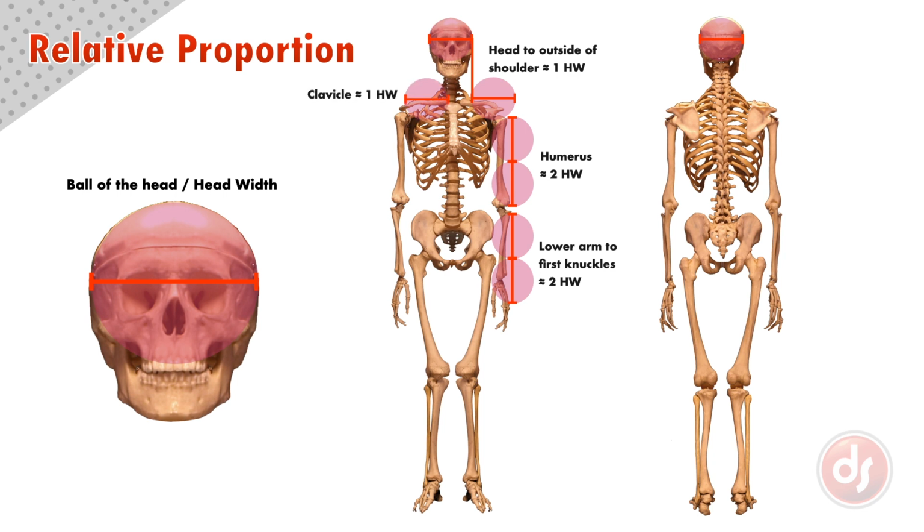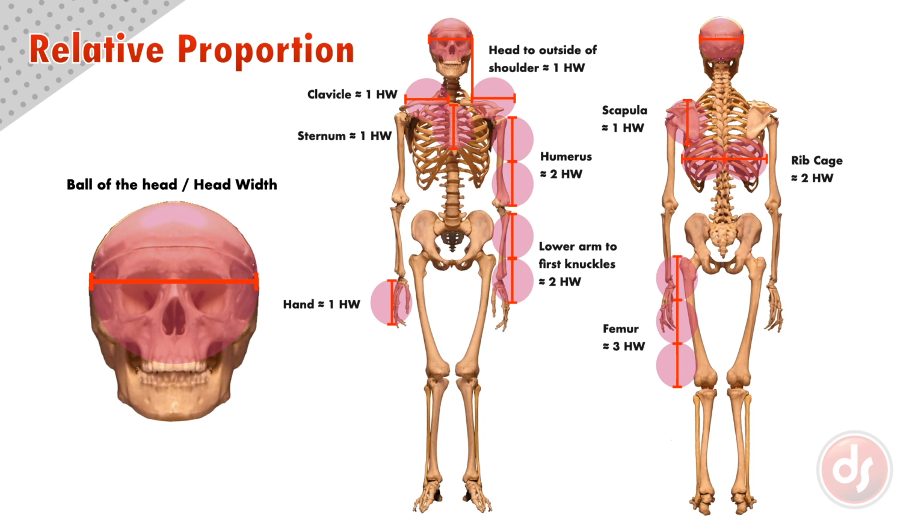A clavicle is about 1 head width. The sternum is about 1 head width. And the hand is also about 1 head width. The scapula is about 1 head width tall. The rib cage is about 2 head widths wide. The femur is about 3 head widths. And the lower leg down to the heel is also about 3 head widths.